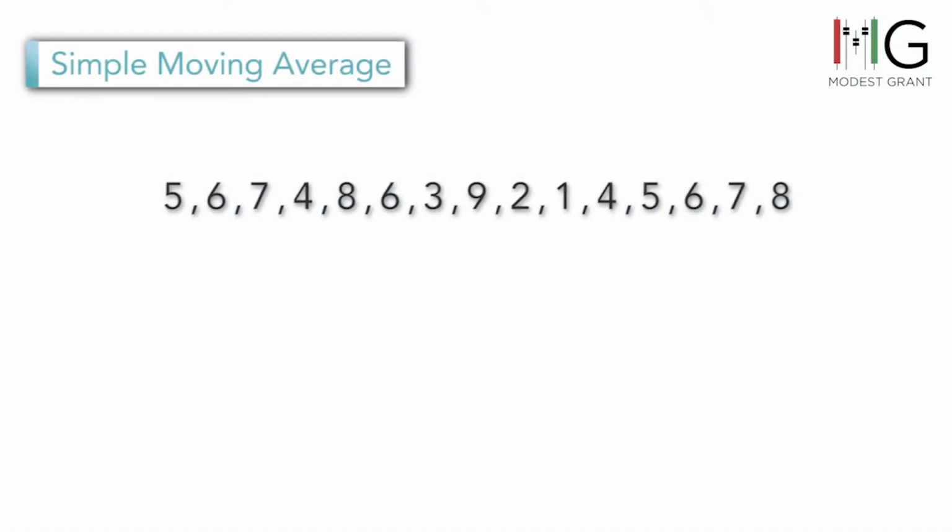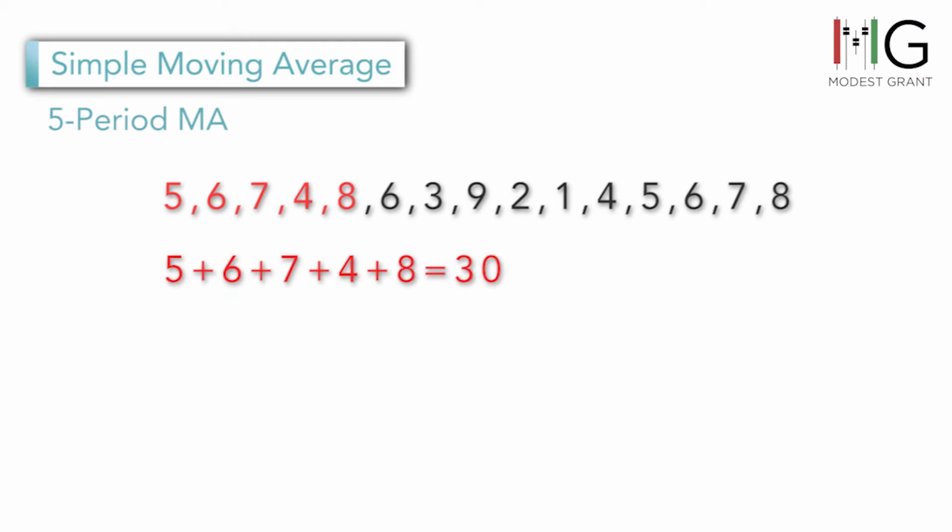Let's say we have some numbers right here, or just prices here. If we are calculating a 5-period moving average, we would use the first 5 numbers, and that is 5 plus 6 plus 7 plus 4 plus 8, that equals 30. Now, because we have 5 numbers, we use 30 divided by 5, and that is 6. So the first number of our moving average is 6.